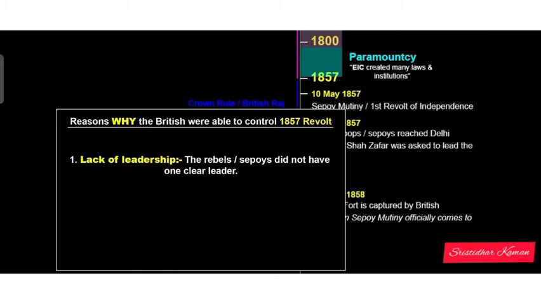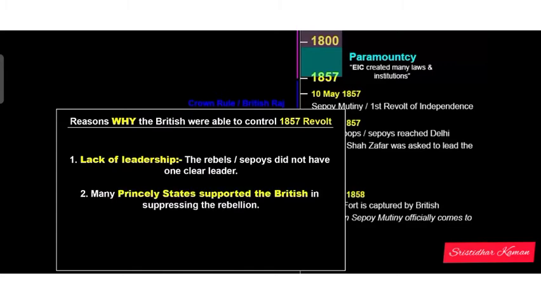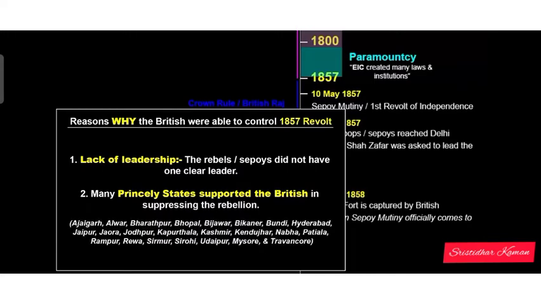That's the first reason. And secondly, there were many princely states who supported the British side by providing soldiers as backup. In other words, our own people, many of them, supported the British in fighting and suppressing the rebellions. There were 21 princely states. Here are the names of the princely states that supported the British during the 1857 revolt. Again, the British had told them many stories or gave them many deals to keep them on their side.